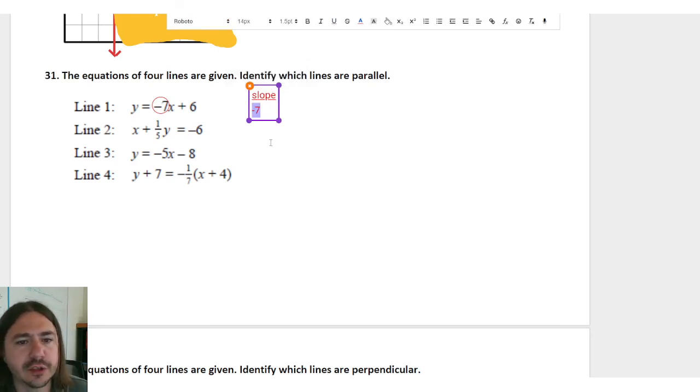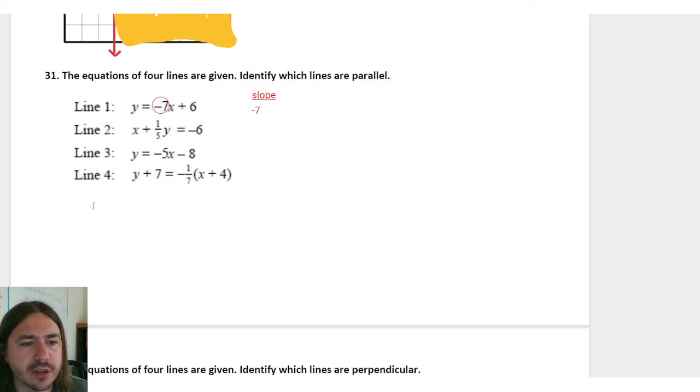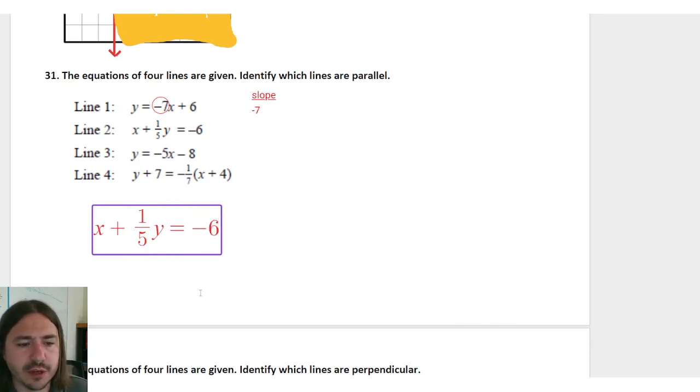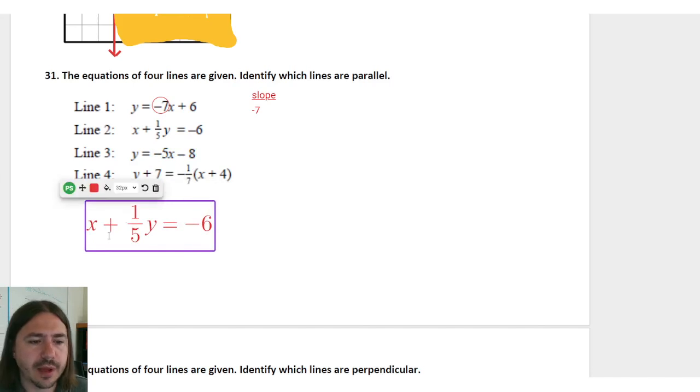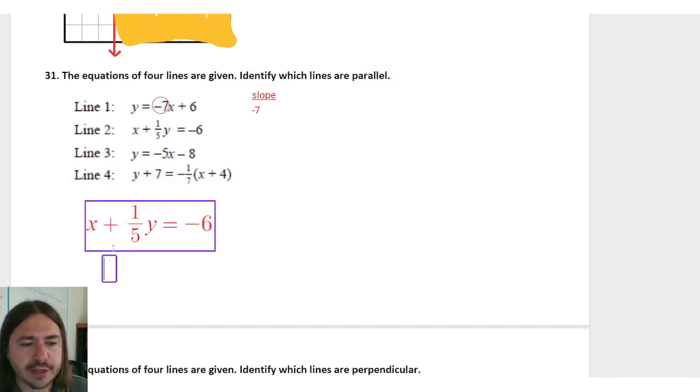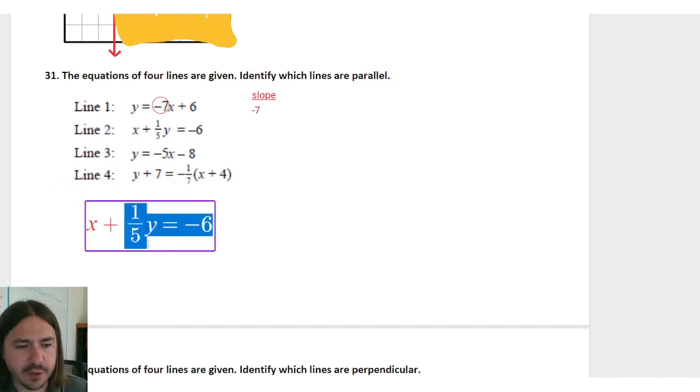For line 2, we need to rearrange this. So I'm going to do a little extra work over to the side here, because what I need to do is get this equation into slope-intercept form so I can know what the slope is. So I'm going to start by subtracting x from both sides.